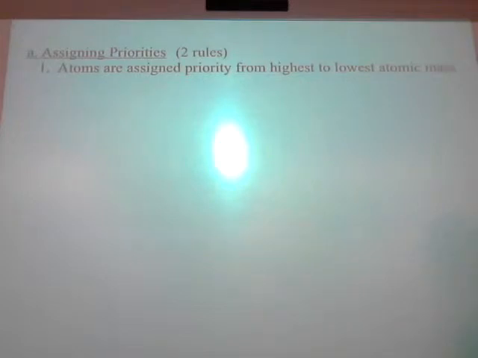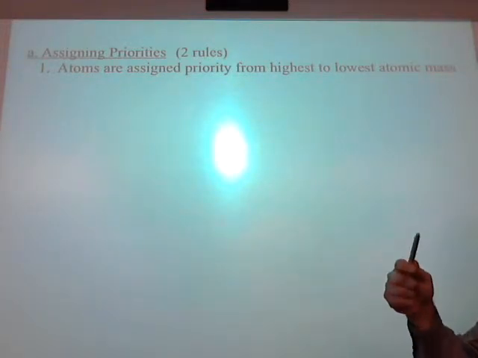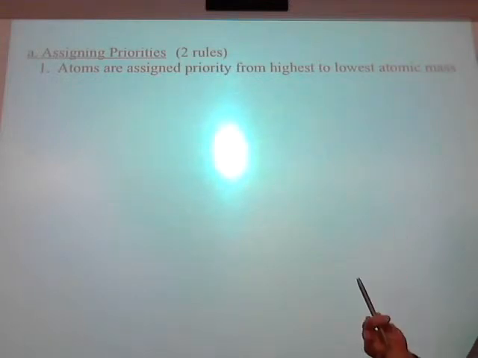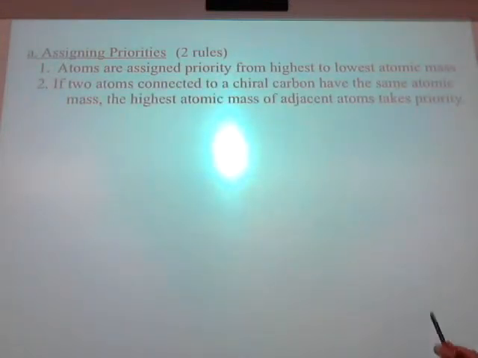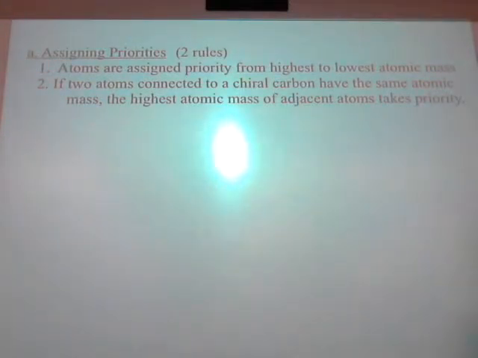Now sometimes when you do that, there'll be a tie. You got to have a tiebreaker. The tiebreaker goes to the guy who'll be bound to something else, and the next heaviest thing that he's bound to. So if 2 atoms connected to the same guy have the same atomic mass, the highest atomic mass of adjacent atoms will take the priority.